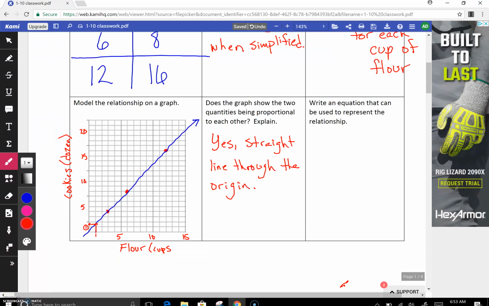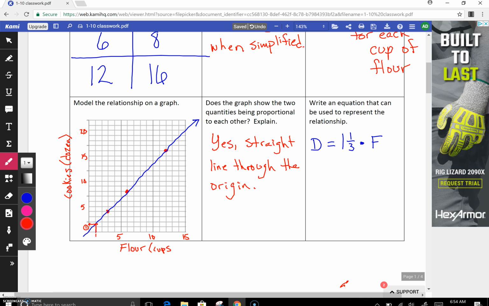Last part on the front, we need to write an equation that can be used to represent the relationship. We're going to use D to stand for dozens of cookies. And to get our number of dozens, what we're going to do is multiply 1 1/3 times the cups of flour. And that'll work every time. We can try it out.